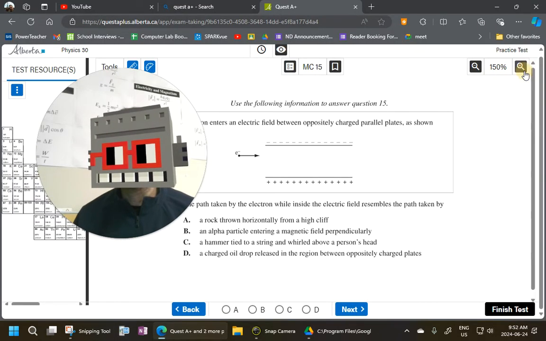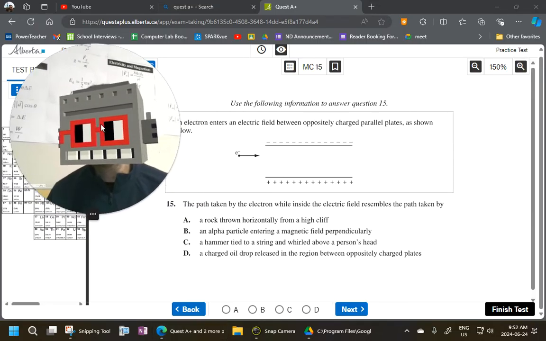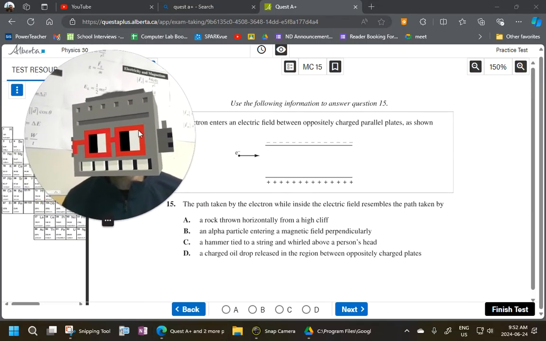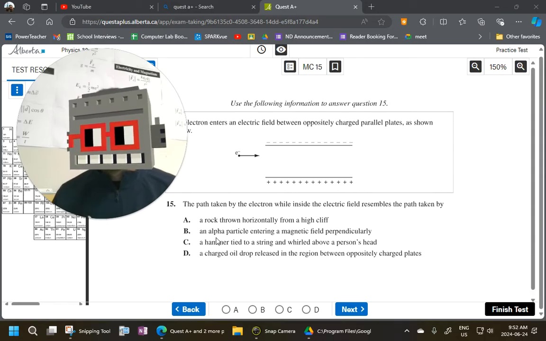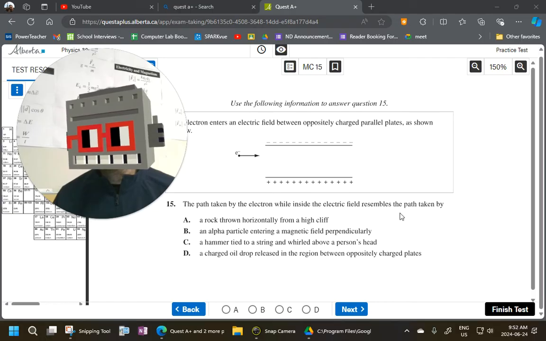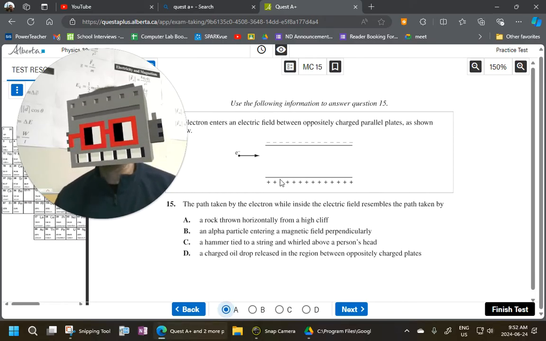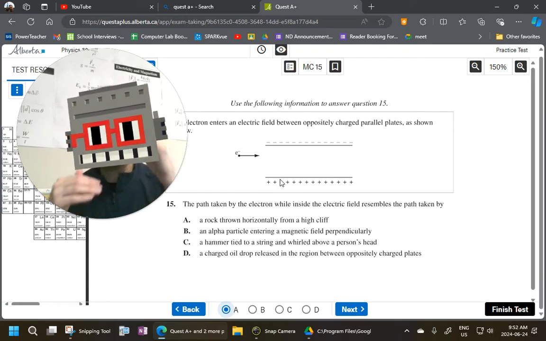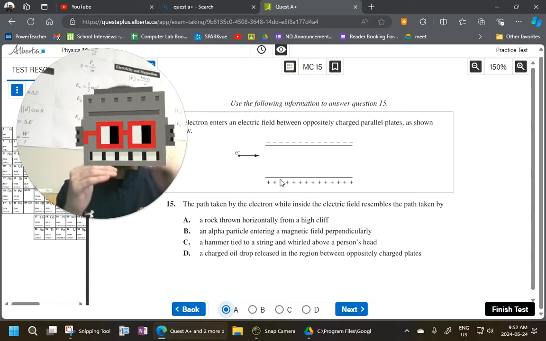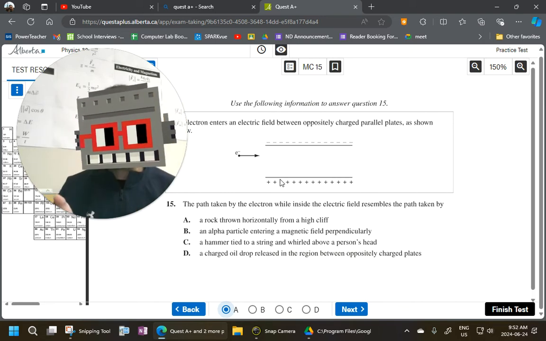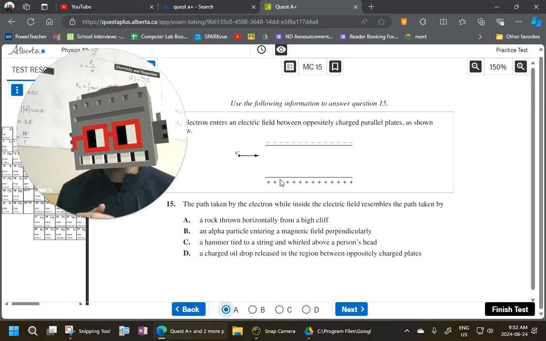All right, so what do we have here? An electron enters a parallel plate system. The path taken by this will resemble the path taken by an alpha particle. No, because what happens is it's going to be like a rock thrown horizontally off a cliff. The reason behind that is because it's going to be attracted downwards. The force is always going to remain the same, like gravity always acts down. So the electric force will always act down, so it creates a parabolic motion.